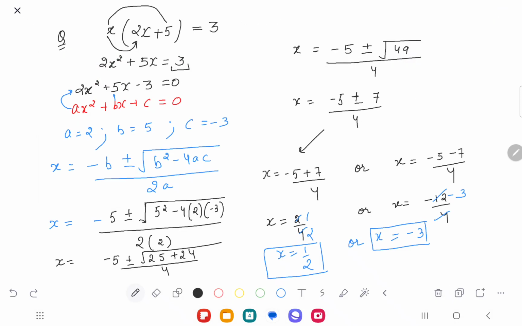Okay. Next question. The next question that we have is this. We have 2x squared. Okay. So now you completed on your own. What is left? Okay. Now, this question is 2x squared over 3 minus 1 over 3x equals 1.